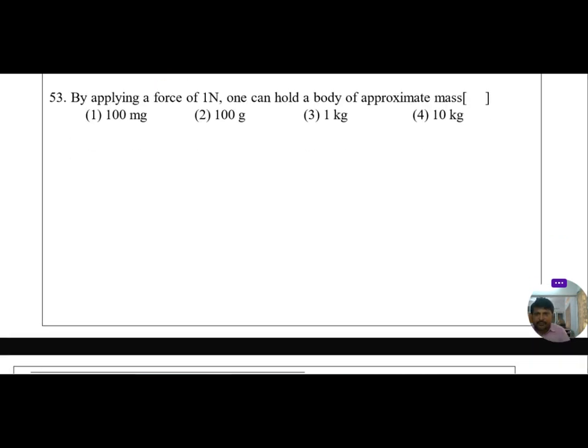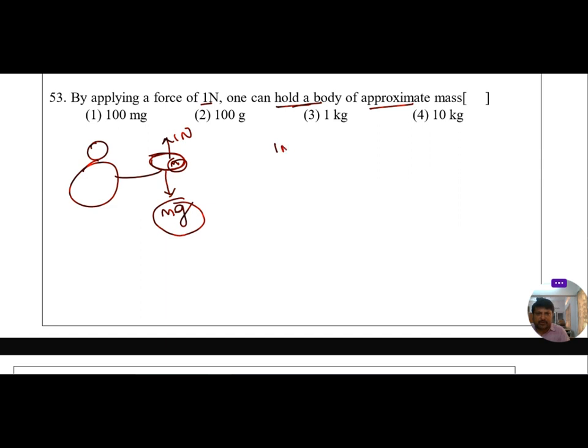By applying a force of 1 Newton, one can hold a body of approximately what mass? We know very well, suppose this mass is m, then its weight is equal to mg. So the least force required to hold the body is mg. That means here 1 Newton should be equal to m into g.